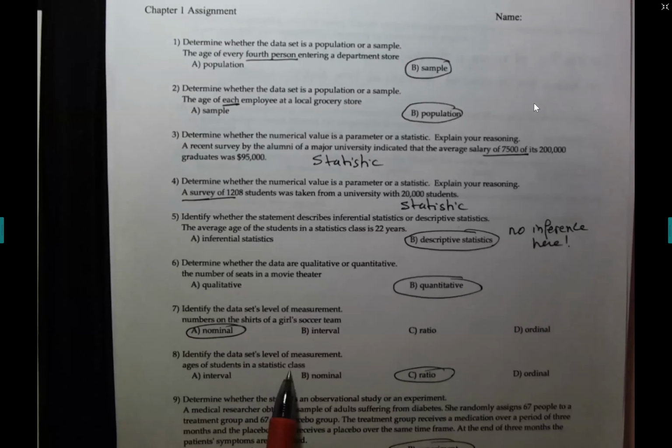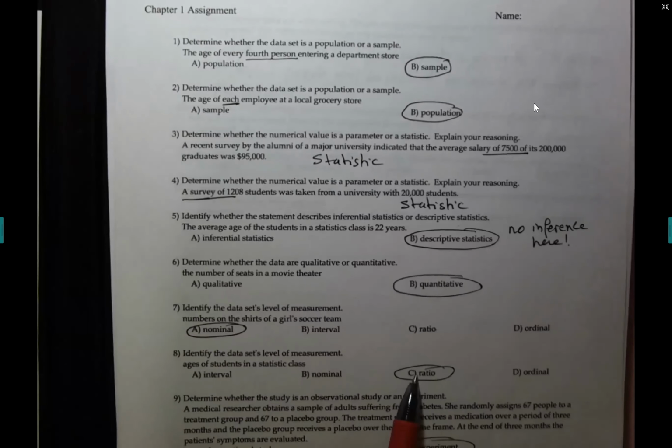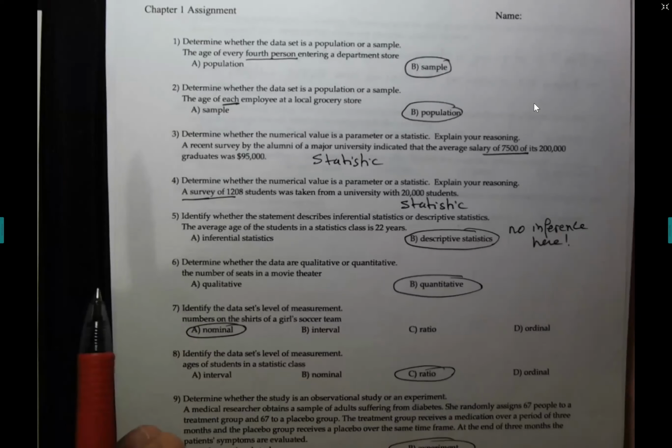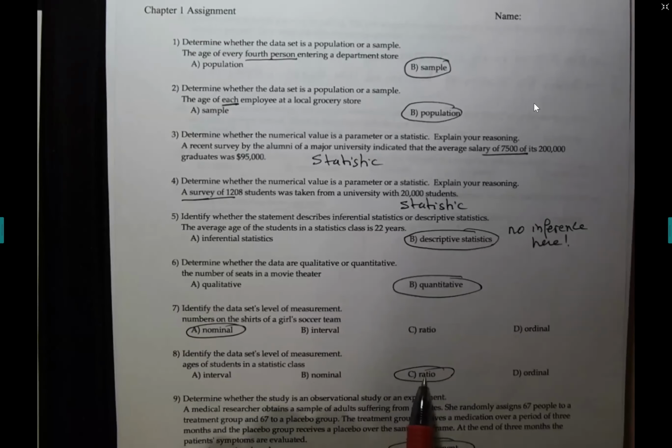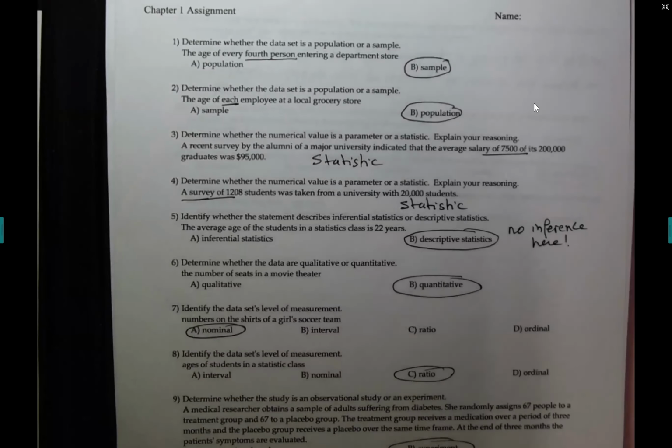Age of students in a statistics class, it's a ratio. It's quantitative and you can add ages, subtract ages, etc. So it is a ratio. You would use interval only when you have examples like temperature, because the zero means something there. The ratio is quantitative, but the zero means nothing. So this is why age is ratio.